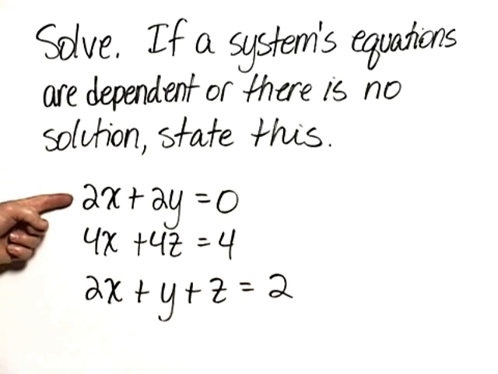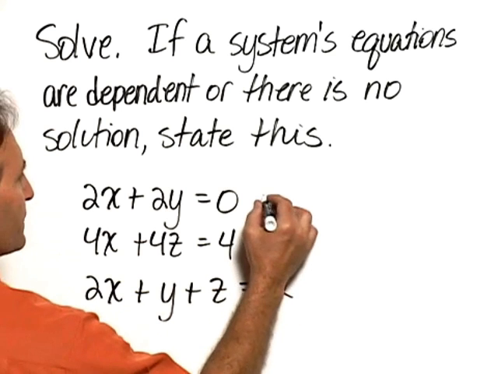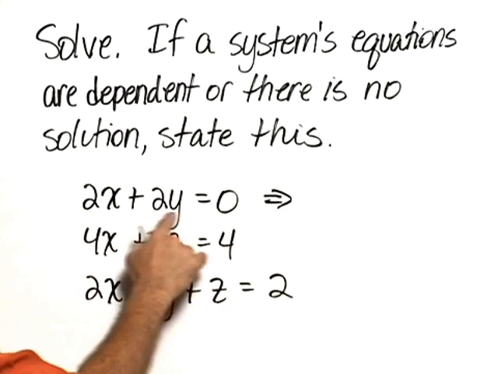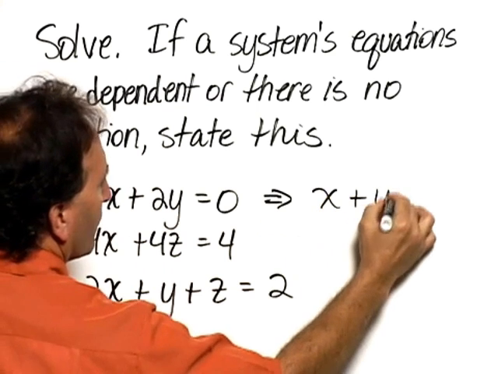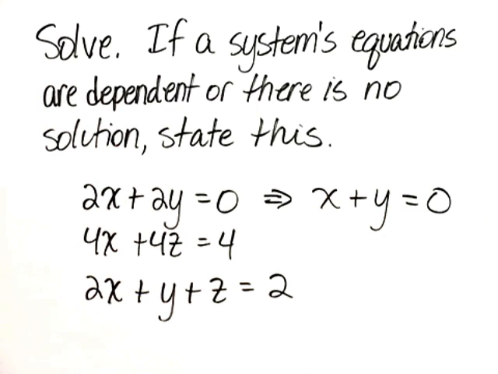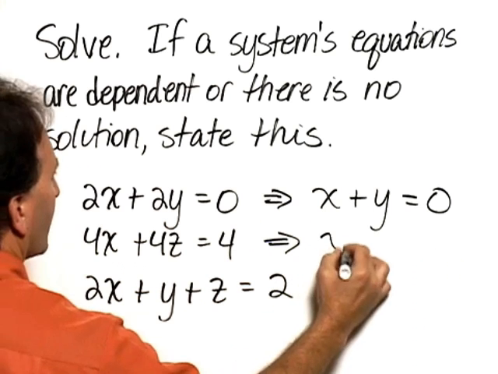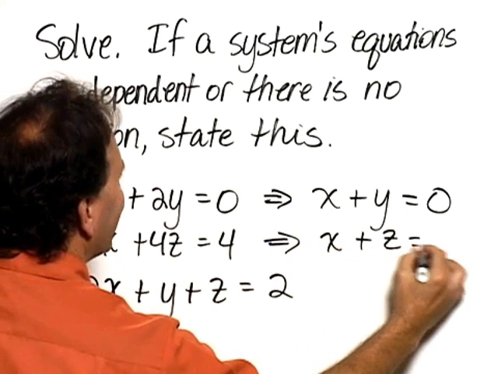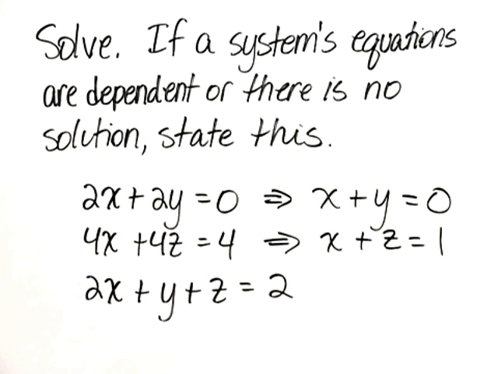Well, first of all, let's look at this equation and realize that we can simplify it by dividing both sides by 2 with the result x plus y equals 0. And in this equation, we can divide both sides by 4 with the result x plus z equals 1. Now, part of the reason I did that is it's obviously easier to deal with those equations than these. But also now what I want to point out is this equation involves x, y, and z.